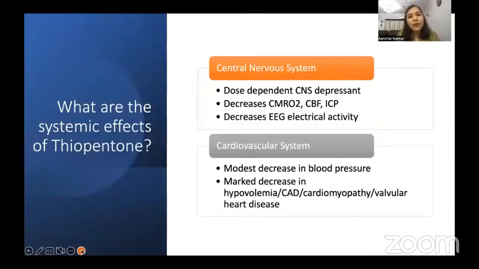So what are the systemic effects of thiopentone? Again, in the central nervous system, it is a dose-dependent CNS depressant. It decreases the cerebral metabolic rate for oxygen. Cerebral blood flow is decreased and intracranial pressure is also decreased. There is decrease in EEG electric activity. For the cardiovascular system, there is a modest decrease in blood pressure. But in patients who are hypovolemic, who have coronary artery disease, cardiomyopathy, valvular heart disease, this decrease in blood pressure can be marked. So it is not a suitable drug for induction in patients who have cardiac problems.